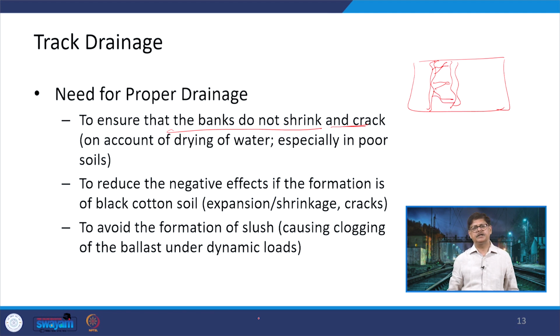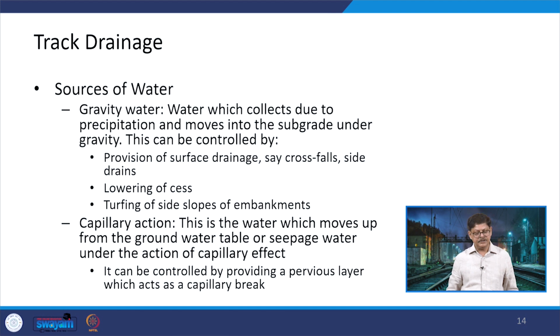Different types of orientations can be there, to reduce the negative effects if the formation is black cotton soil. We just talked about it: the expansion and the shrinkage cracks can be there. Also, to avoid the formation of slush, which causes the clogging of the ballast under the dynamic loads. Now, what are the various sources?